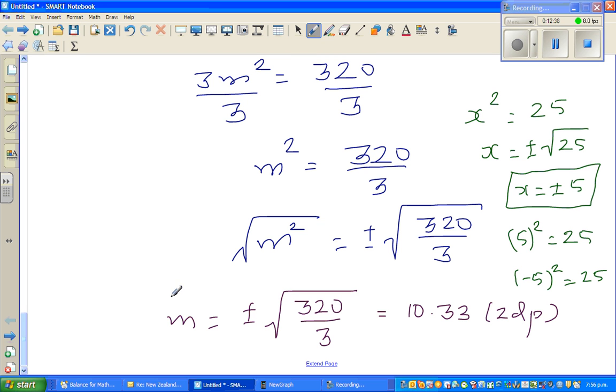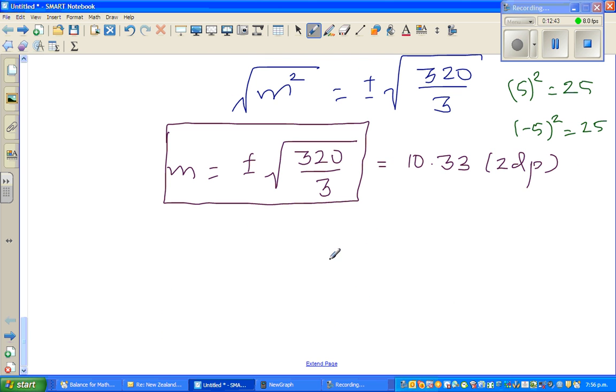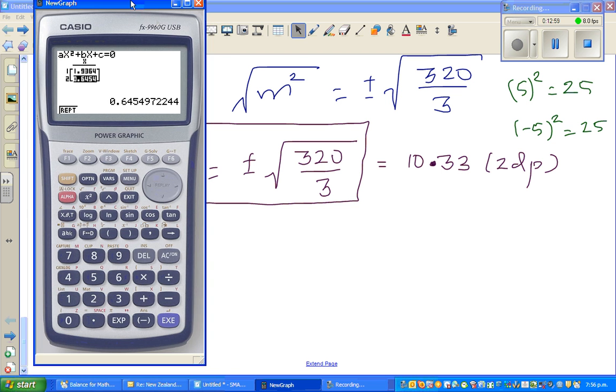Okay, now I'm going to show you how to check your answer on the calculator. This is not the exact answer, this is rounded to 2 decimal places. If you want the exact answer, you have to leave it in root. So I'm going to show you how you can check whether this answer is correct on the calculator. Go to run and type in shift square root bracket 320 divided by 3. That's this whole number, 10.3279.